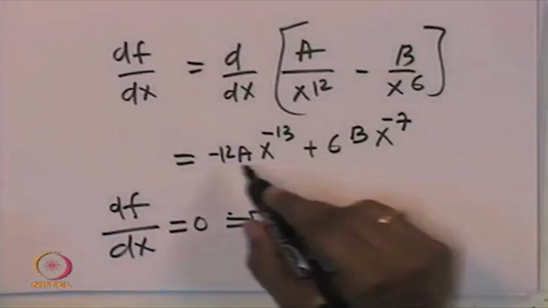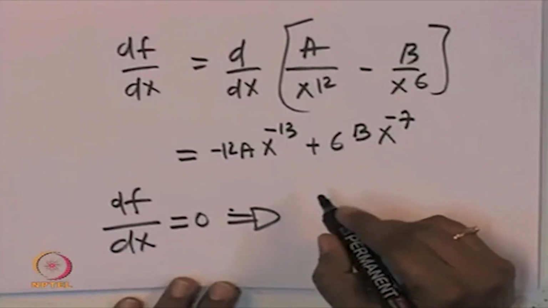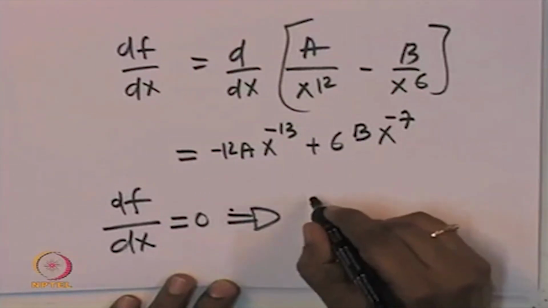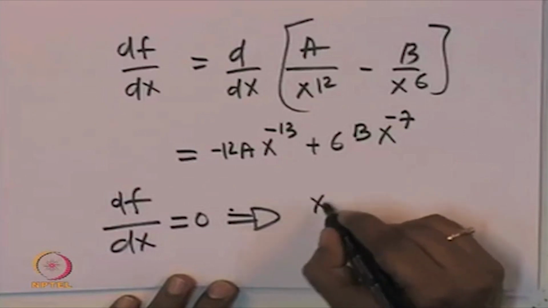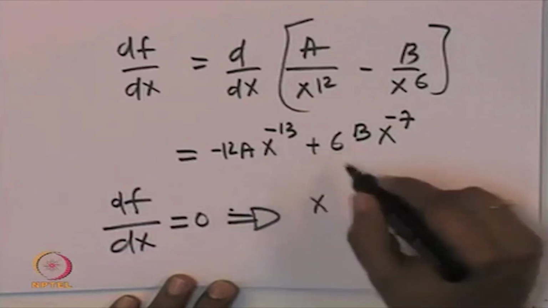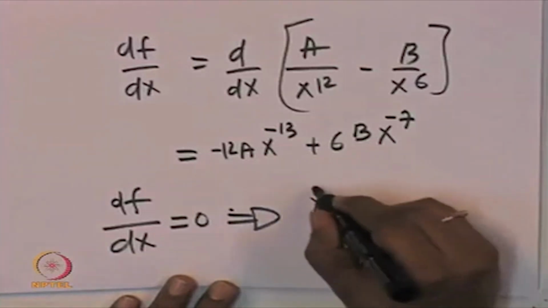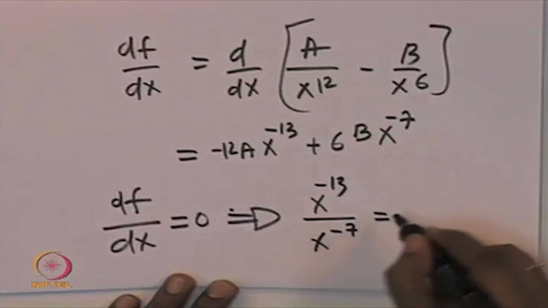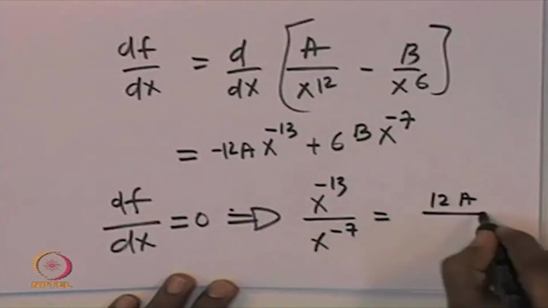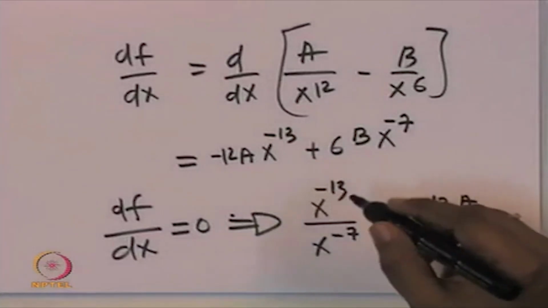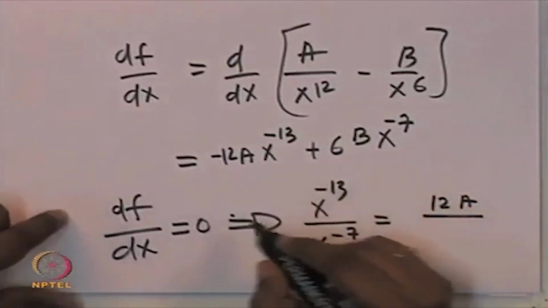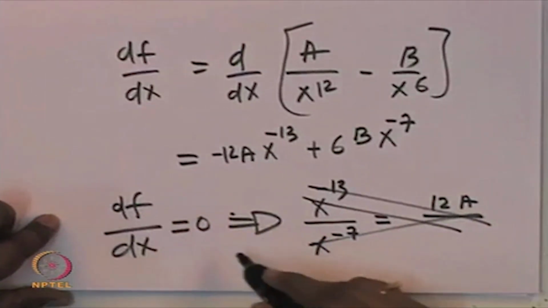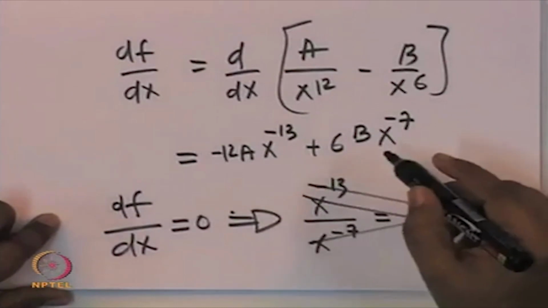So, this equal to 0 implies, what does this imply? This implies that x power minus 13 divided by x power minus 7 is equal to 12 a by... Let us do it carefully a little more. What we want is df by dx equal to 0. So, let us equate this to 0.